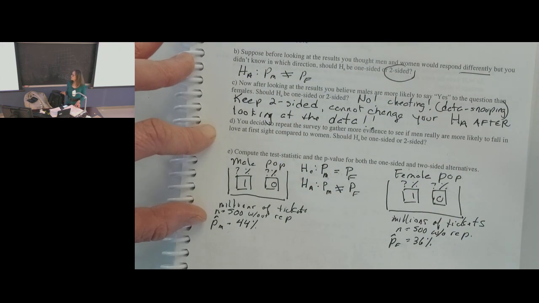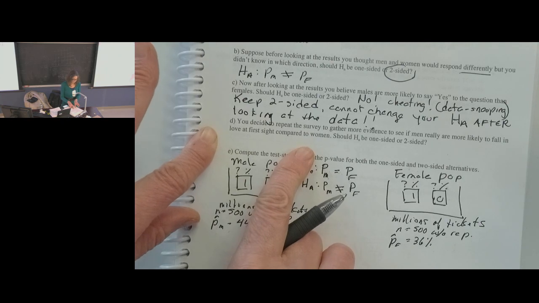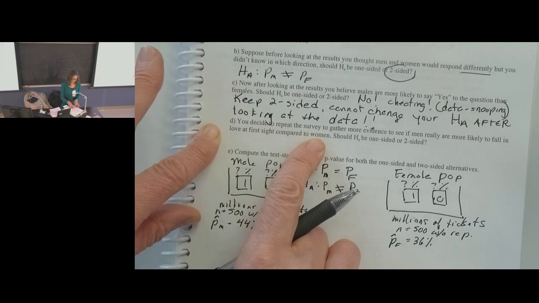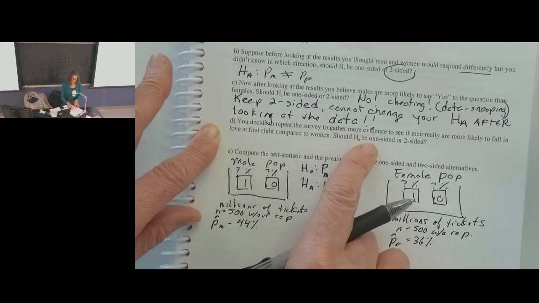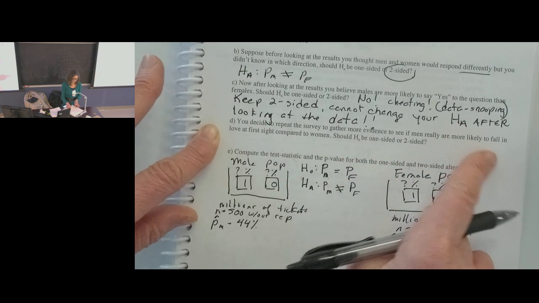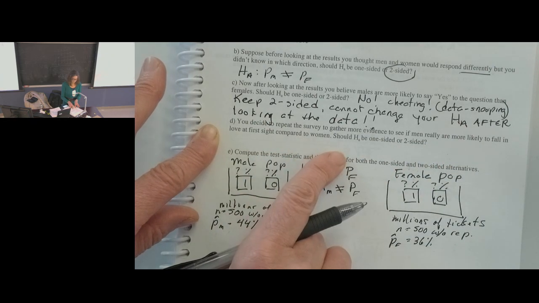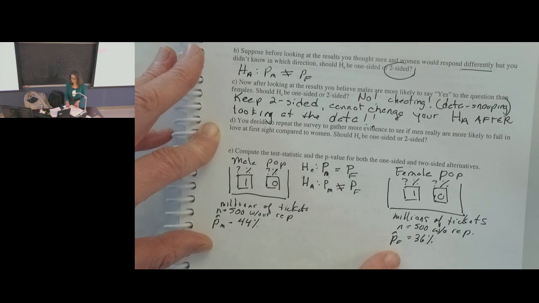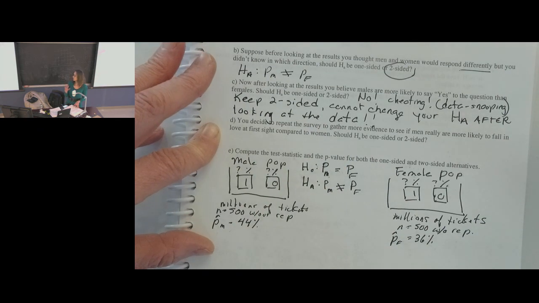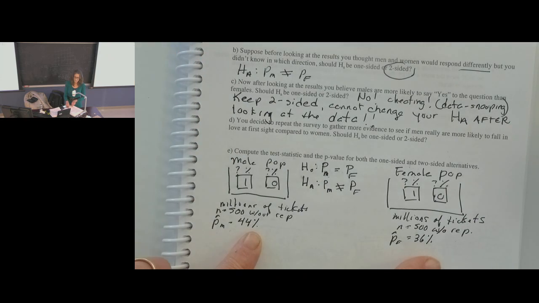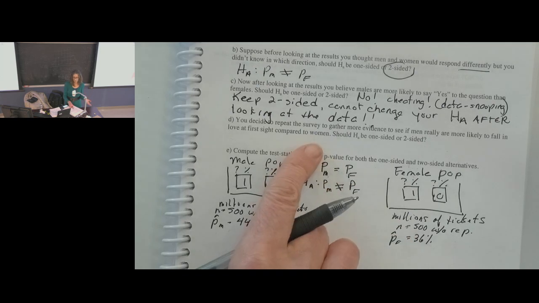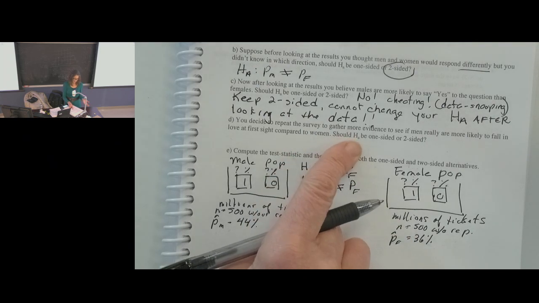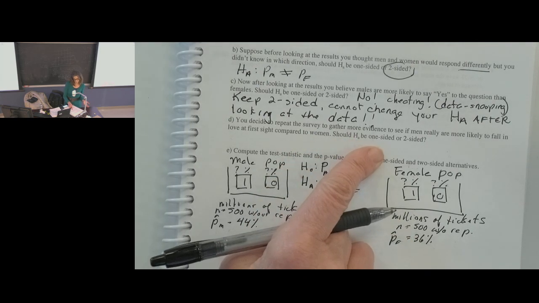Now, let's just look at this last one. You decide to repeat the survey to gather more evidence to see if men really are more likely to fall in love at first sight compared to women. So now, if you repeat it, you got these results, and let's say you want to do it again just to get more evidence. Now that you've seen this, is it cheating with new data the next time? What do you think? Should the alternative be one-sided or two-sided?